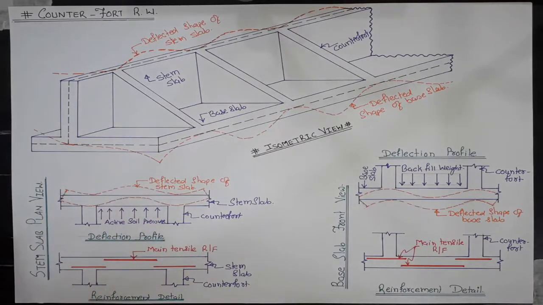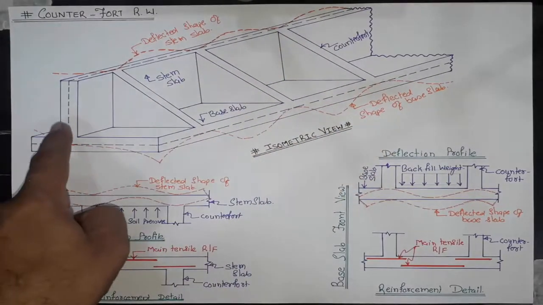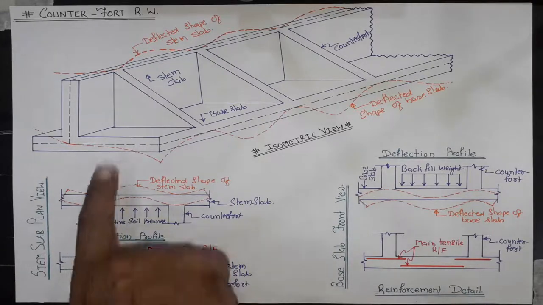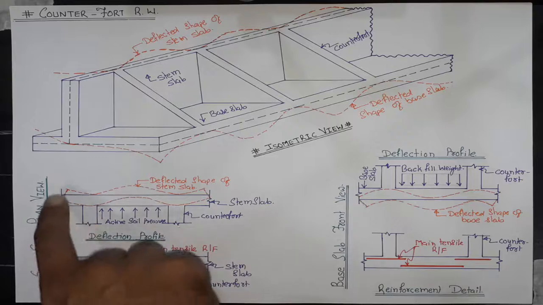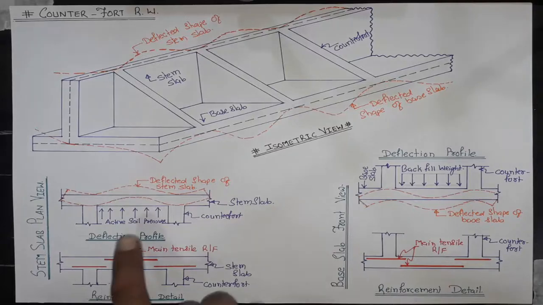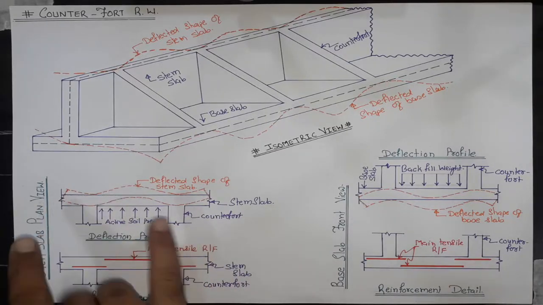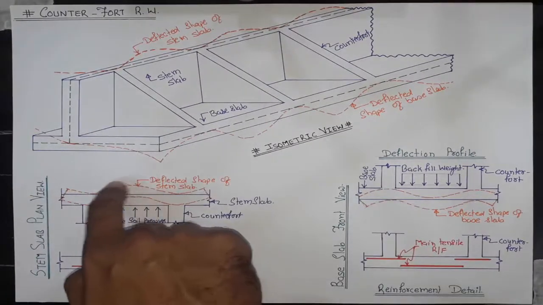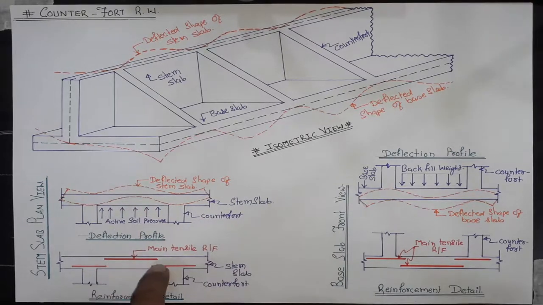As discussed previously, this stem slab acts as a continuous slab about the counterfort. This is the plan view of stem slab. The active soil pressure is acting in this direction as shown in figure. This is the deflection profile of the stem slab as seen in the plan view. At the mid-span between the two counterforts, the tension face will be away from the backfill, so the main tensile reinforcement will be on the outer face, away from the backfill, between the two counterforts in the stem slab.